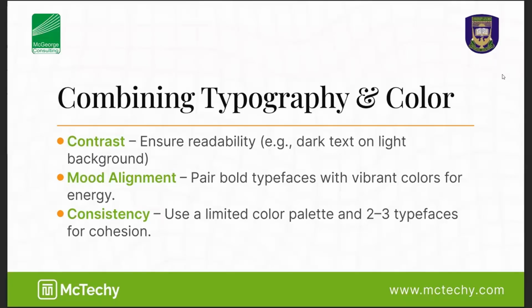Another thing you need to know is mood and alignment. You pair bold typography with vibrant colors for energy. Consistency: one of the things you need to know is to use a limited color palette. If you look at this particular slide now, you are just seeing maybe three colors for all of the things, except for all of the logos that you're seeing on top of it. Basically, you should not go more than 2 to 3. When you have too many colors, most times, if you're not careful, you'll not be able to control them. You just keep seeing different colors. So that's why you need to maintain at least 2 to 3 colors. Just pick your primary color, your secondary color, and any other color that complements what you're doing.